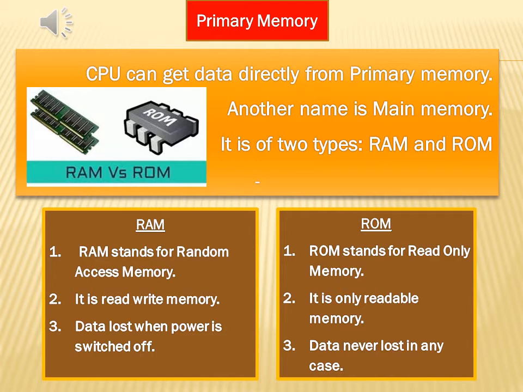RAM stands for random access memory. The CPU can read from the RAM and write onto it. This is why it is called read-write memory. But it has one drawback, that the data gets lost when power is switched off. The second type of memory is ROM. It stands for read-only memory. As its name shows, data cannot be written in ROM by a user. It can be read only. So here the data is stored permanently and never gets lost on switching off the computer.